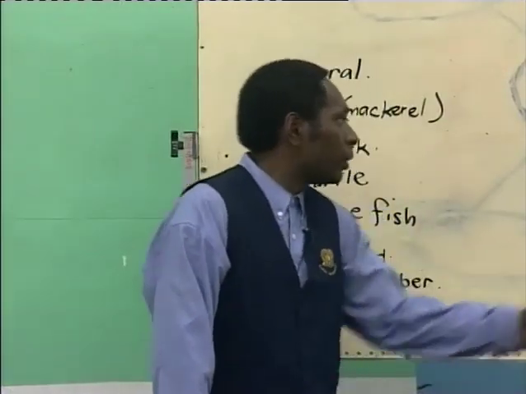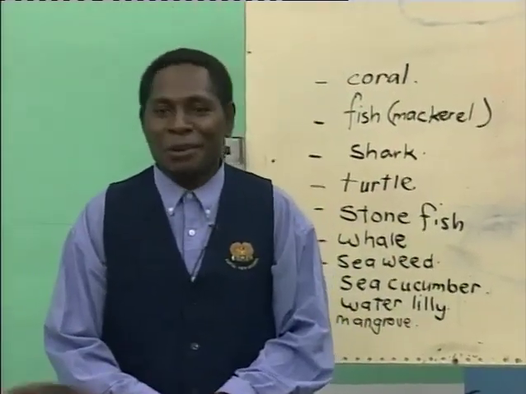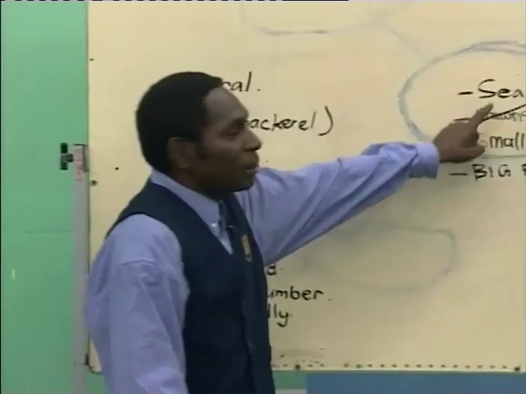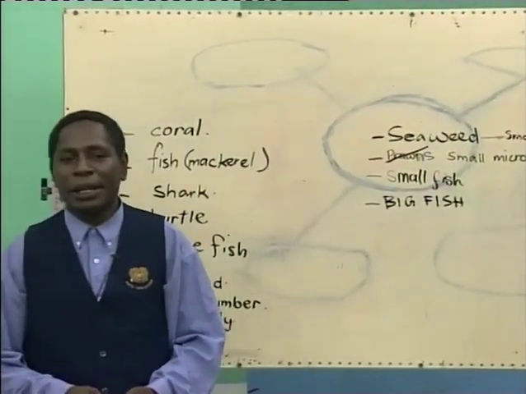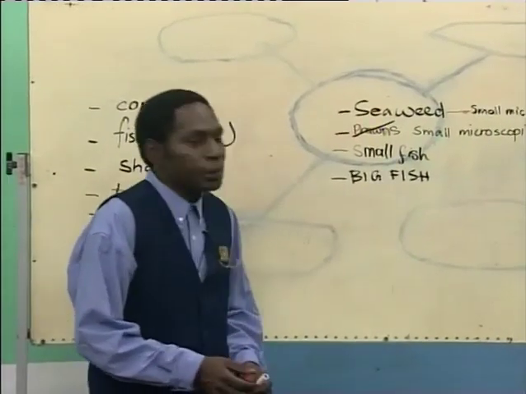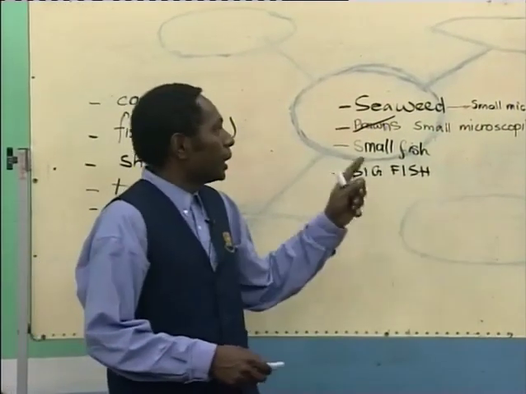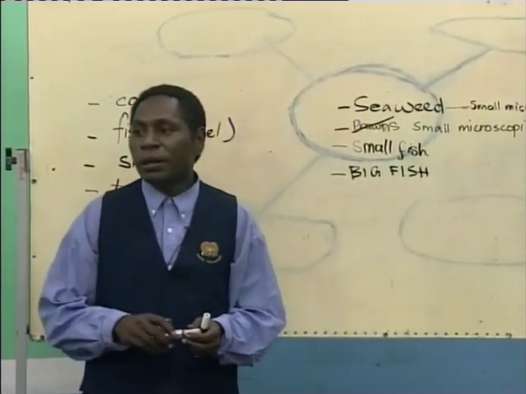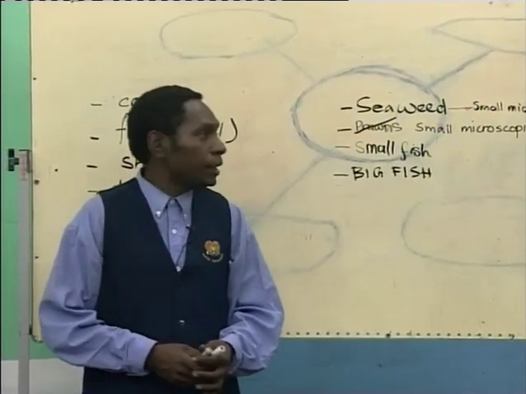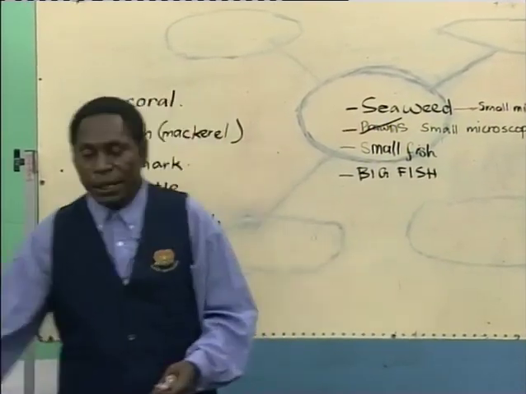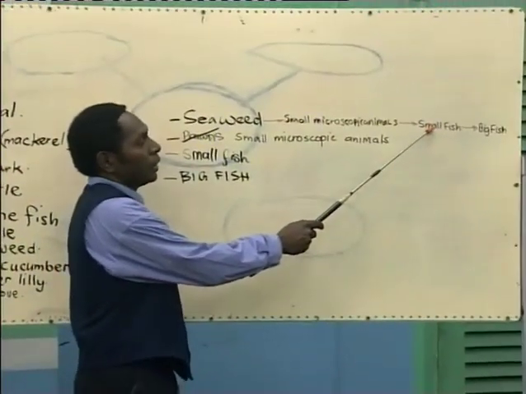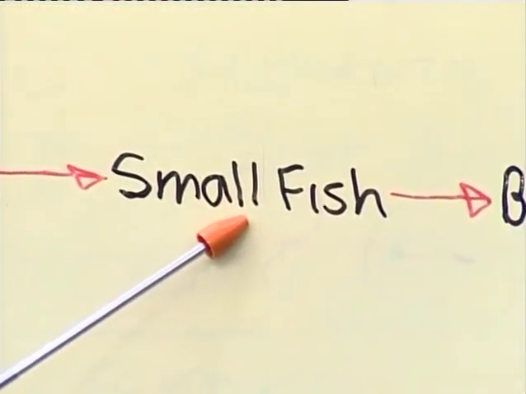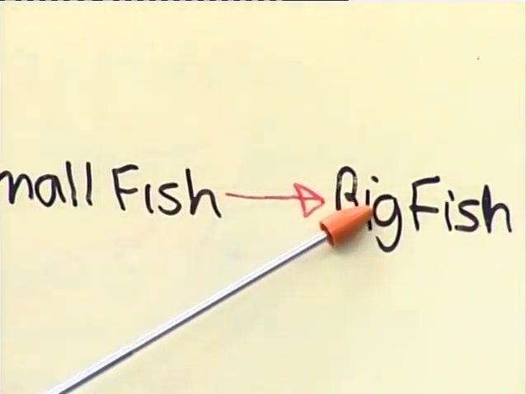Thank you very much, Michael. Okay, thank you very much. Now we have the seaweed, then we have small microscopic animals, which ate the seaweed or those small plants in the sea, and this was then eaten by the small fish, and then the small fish was then eaten by the big fish.